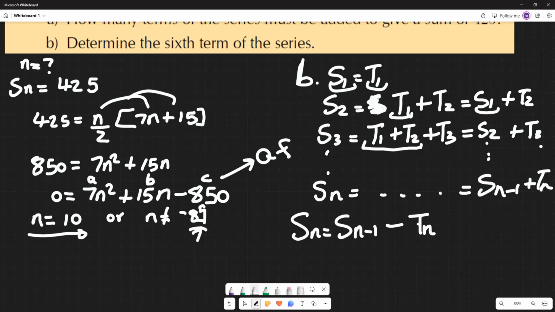Now we're looking for T6. They say find the sixth term of the series. So I'm going to say, okay, n must be 6 because I'm looking for T6. So guys, I can easily switch things around. I can say Tn equals Sn minus Sn minus 1. So this went there, that went there.